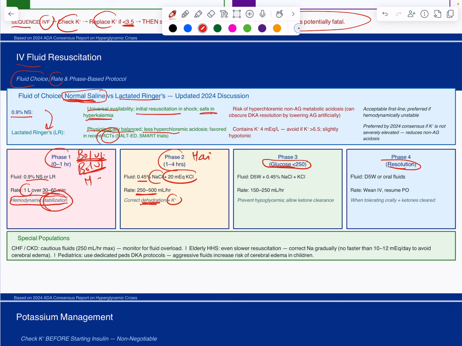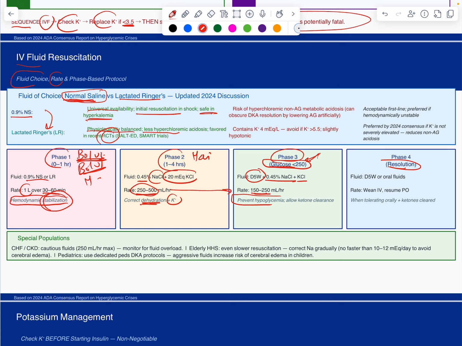Phase 3: usually after starting the insulin, you start to see a drop in the potassium and a drop in the glucose. In this phase, you start thinking about adding some dextrose. So you can add D5W with the potassium chloride and the NaCl. The rate here will be even slower, 150 to 250 cc per hour, compared to 250 to 500 before. Your goal here in phase 3, first, is to prevent hypoglycemia.